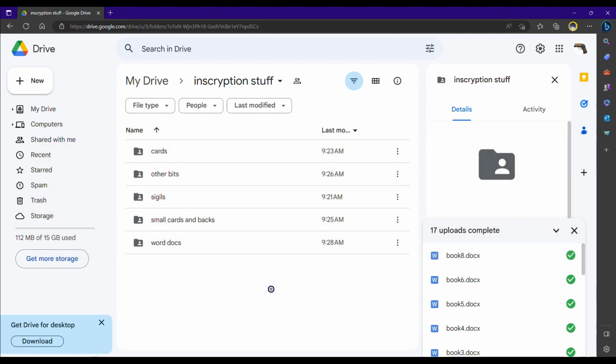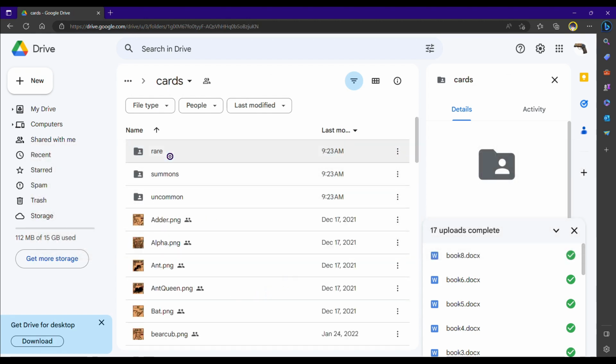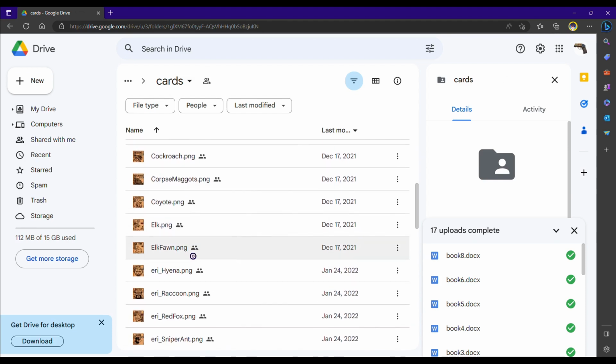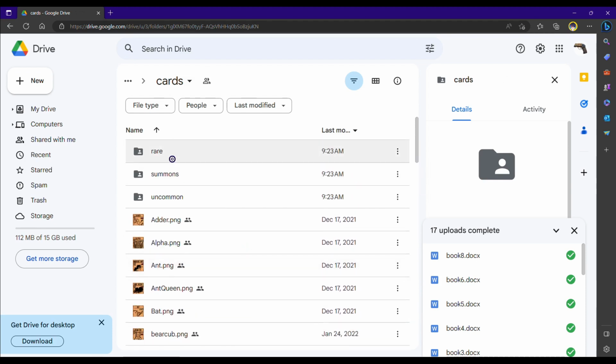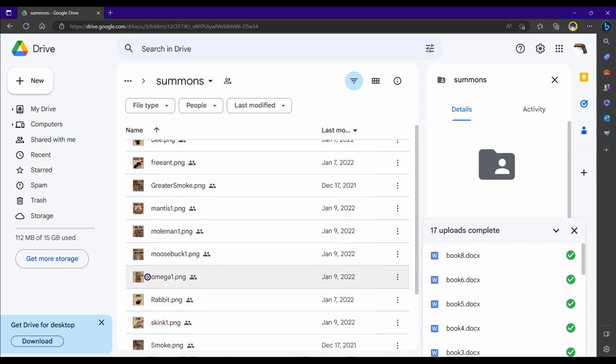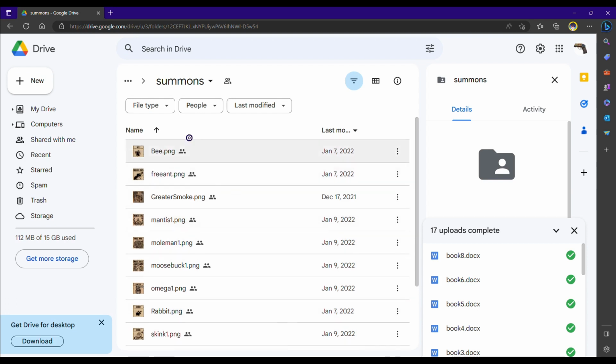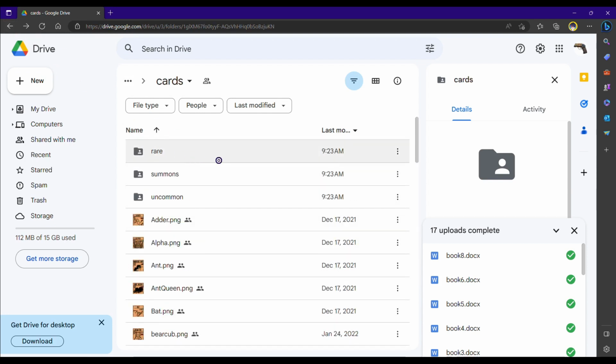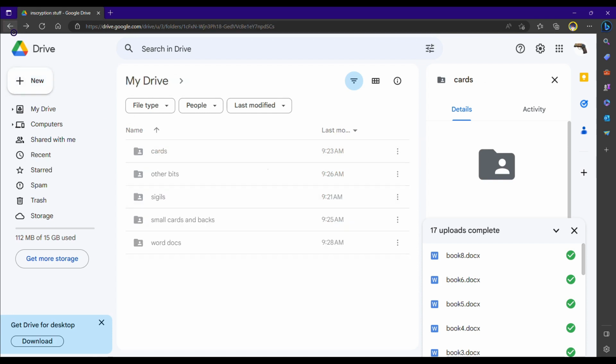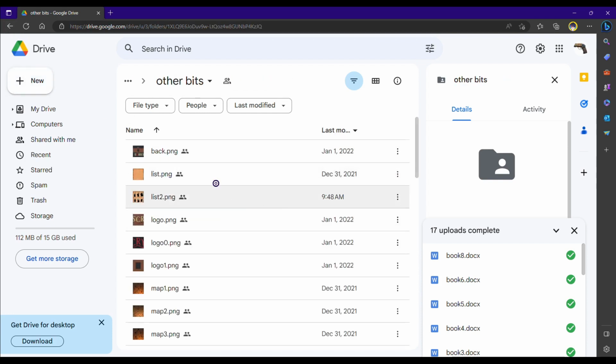Anywho, so in here, for example, we have the cards, which just has all the cards. You can download them easy. It's got the rares in a folder, the summons, which is like the rabbit and the starvation, the stuff that you don't have in the game normally. Of course, there's things for rares, uncommon cards.